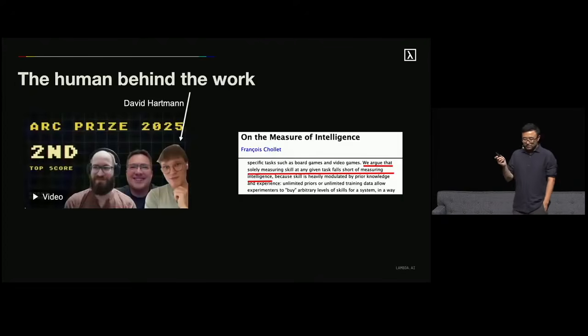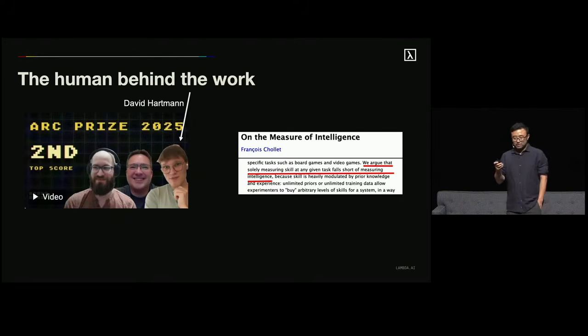Before I end the talk, I just want to call out that there's actually a human behind the study. His name is David Hartman. He and his friends Jan and Daniel won second place in the ARC Prize last year. Some of you may have heard about the ARC Prize. It's a Kaggle competition built on top of François Chollet's definition of how to measure intelligence.